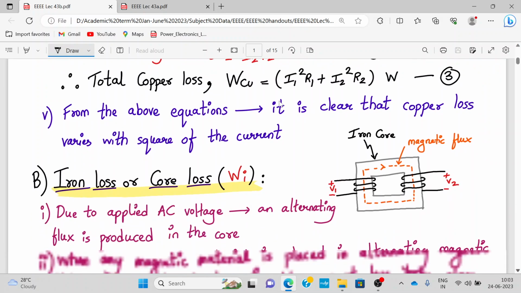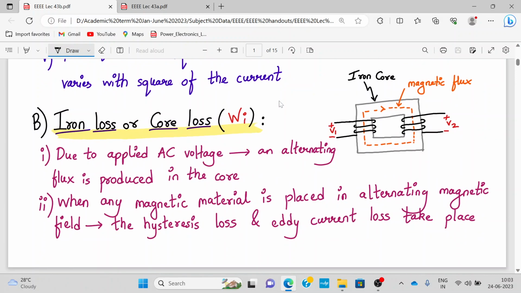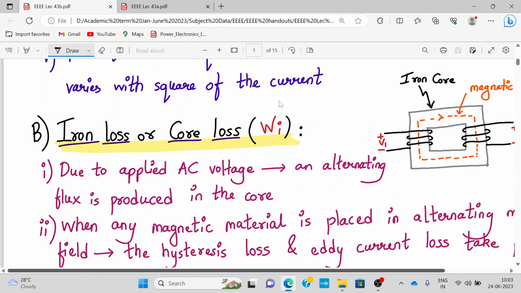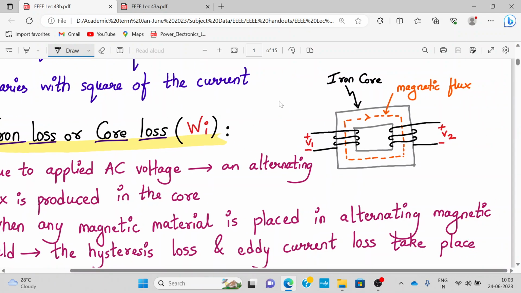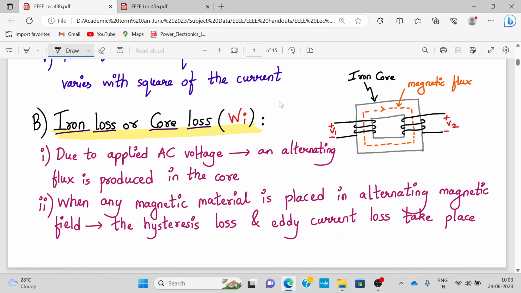Now, next we talk about the iron loss or the core loss, which we denote by Wi. Now this is the construction of the transformer. On the right hand side we have drawn this. This is my iron core, the core of the transformer, and I am linking the primary winding and the secondary winding. They have been linked by the magnetic flux. Okay, so basically the loss is also associated with the core itself of the transformer. So let us see. Due to applied AC voltage, an alternating flux is produced in the core, and that alternating flux is called phi. Alright. When any magnetic material is placed in an alternating magnetic field, hysteresis loss and eddy current loss take place.